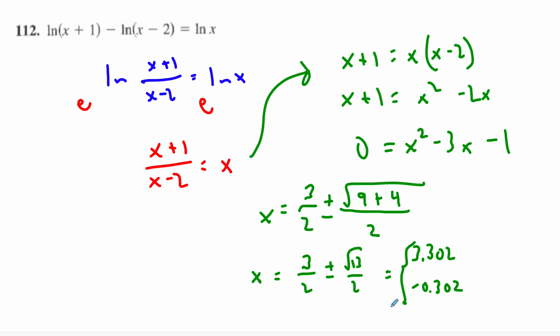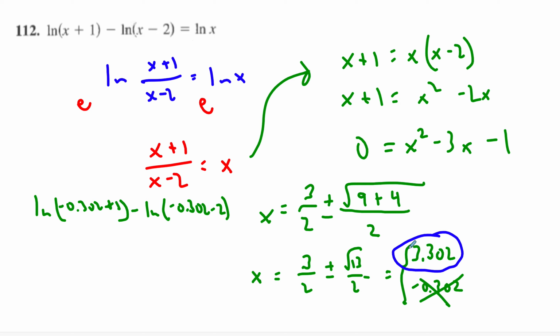Well, let's find out. If I plug in negative 0.302, I get the natural log of negative 0.302 plus 1 and the natural log of negative 0.302 minus 2, and I can't take the natural log of that. So this just doesn't work. This one doesn't work. So my only solution that's not extraneous is this one, because I can take the natural log of a positive. This minus 2 will still be positive. This plus 1, well, that's always going to be positive. So don't forget to check for extraneous solutions if your equation starts off with log or natural log. And that concludes our example problems, finally.